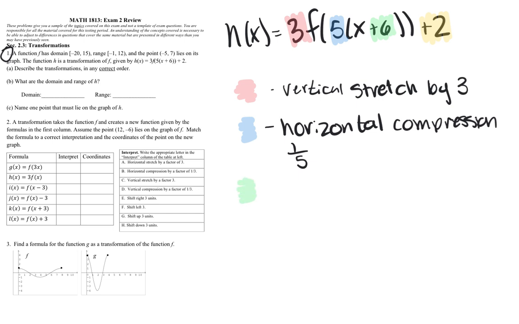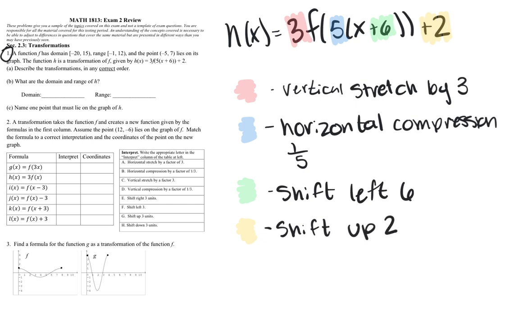Then our next part is this green part. We're on the inside, so we're still thinking horizontally, and thinking the opposite of what we might think. It's plus 6, so we're going to shift left 6. And then our last one is this plus 2. That's on the outside, so we're thinking vertical, up and down, so it's going to be a shift up by 2.